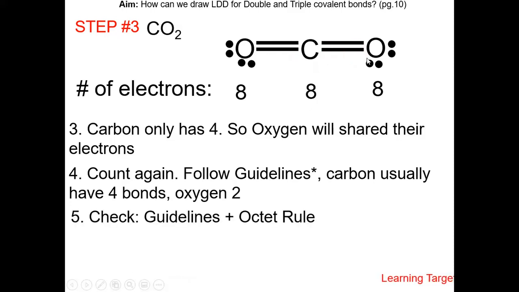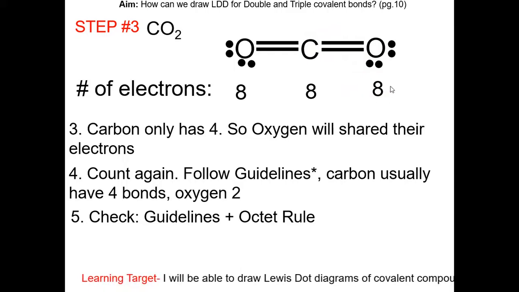So let's double check the other oxygen atoms. This oxygen has 1, 2, 3, 4, and is sharing 4. So that's 8. This oxygen has 1, 2, 3, 4, and is sharing 4. So that's 8. So now we have fulfilled the octet rule for each atom. Notice if we're following the guidelines, carbon should have 4 bonds and each oxygen atom should have 2.